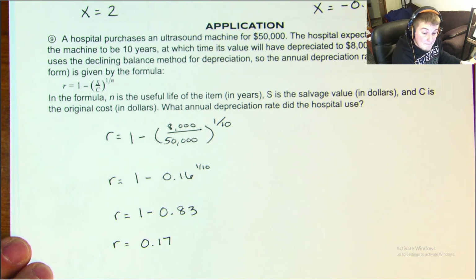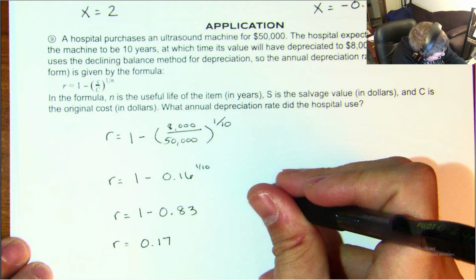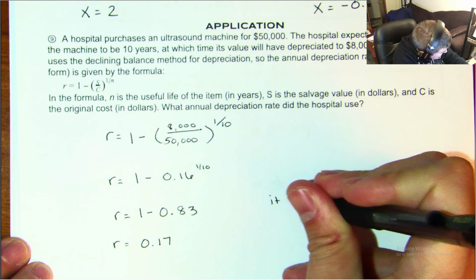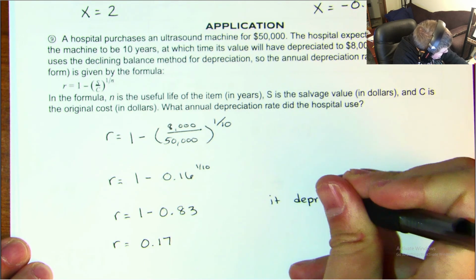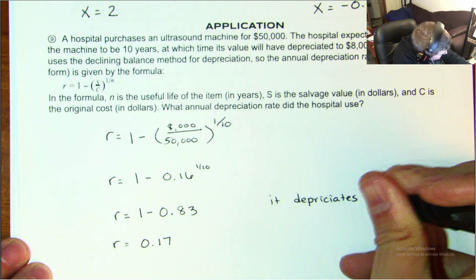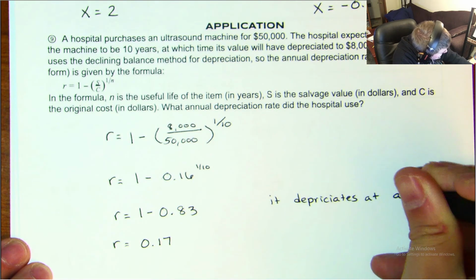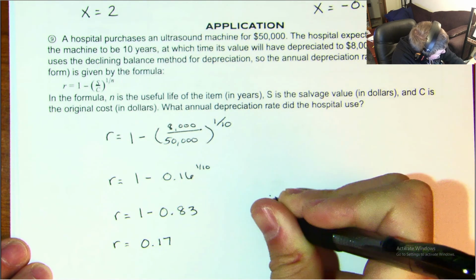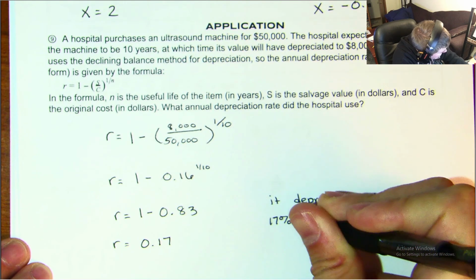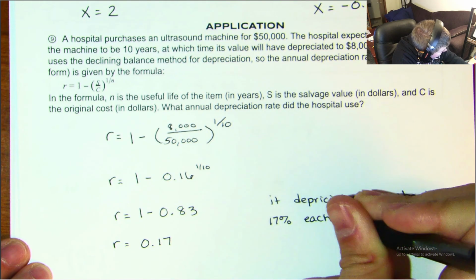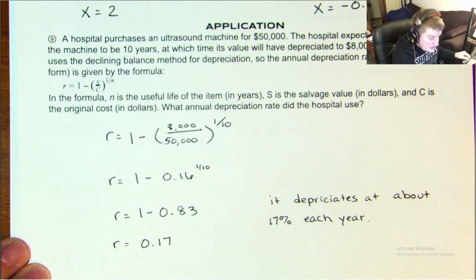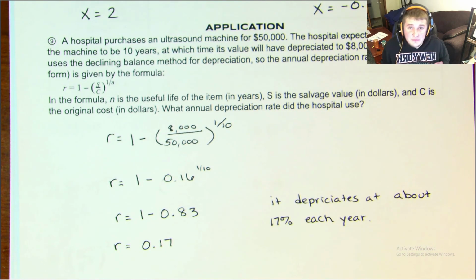Okay, what does that mean? That means the rate at which it depreciates is about 17% each year. So each year, the value is losing 17% of what it was at.